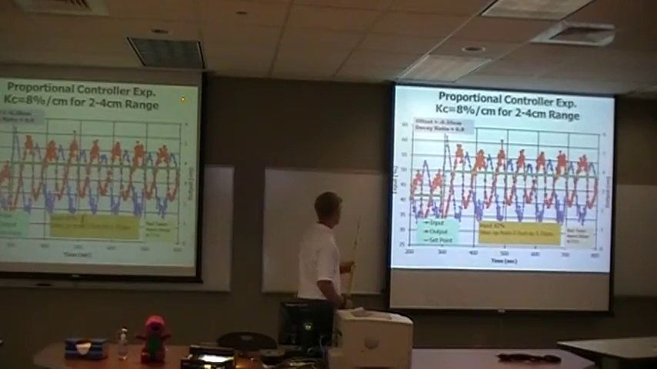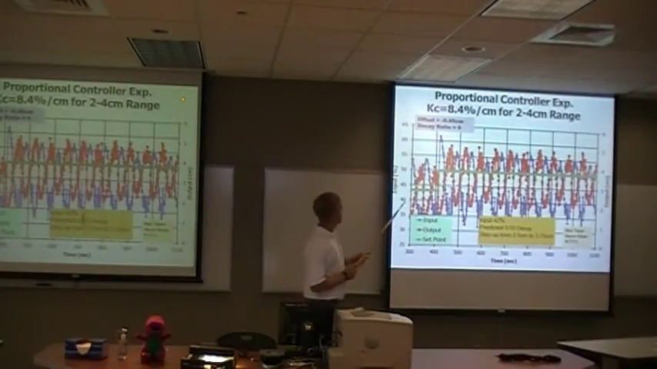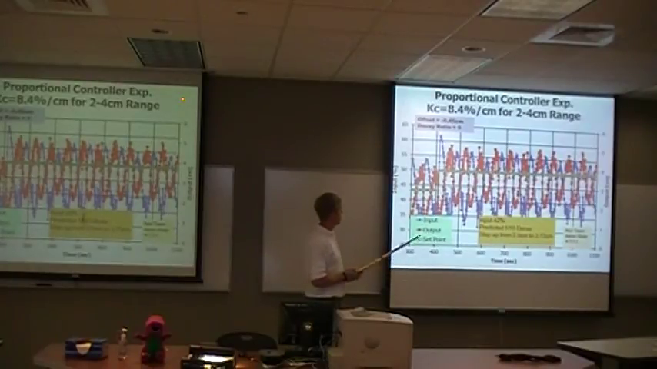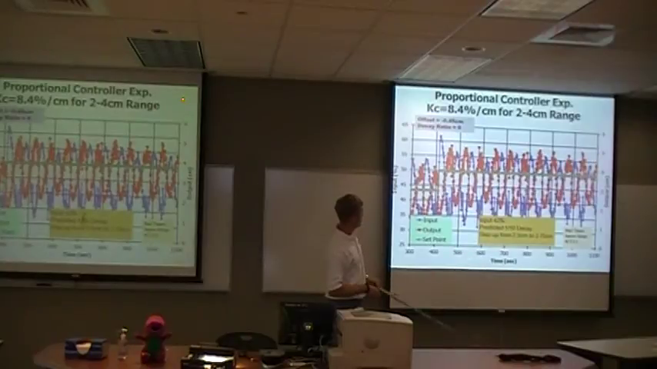This is using a KC of 8%. I'll come back to that in a second. This was 8.4, which was the 1/10 decay of what the root locus predicted. But upon doing this in the proportional controller experiment, I was coming up with this would be my ultimate. So I was thinking I did not have to go any higher with the KC values.